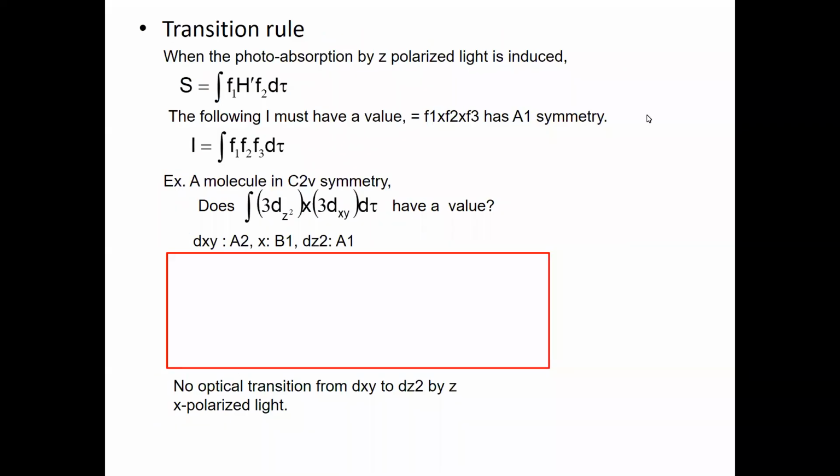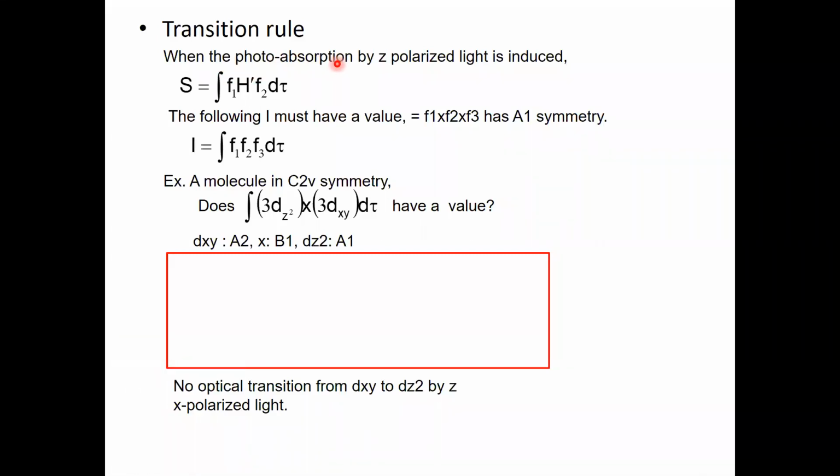Now it's time to move on to understanding whether an optical transition is possible or not by judging from the integral. Probably those who know this well could already predict what I'm going to teach you. And here's the thing.